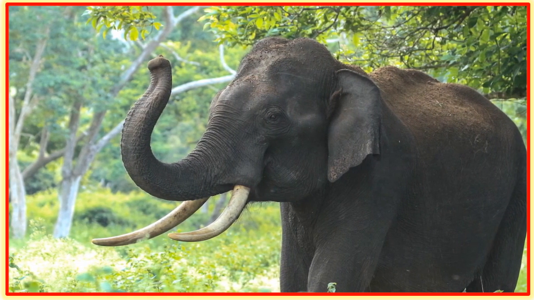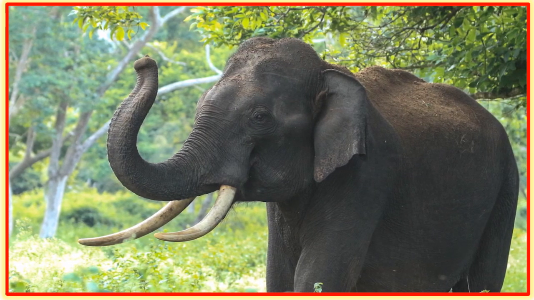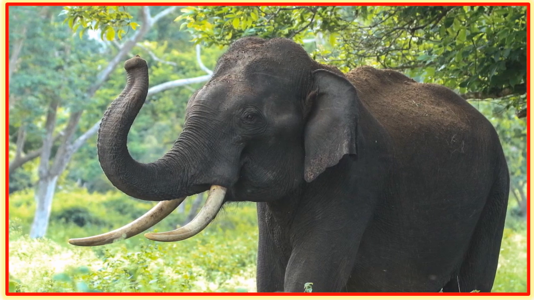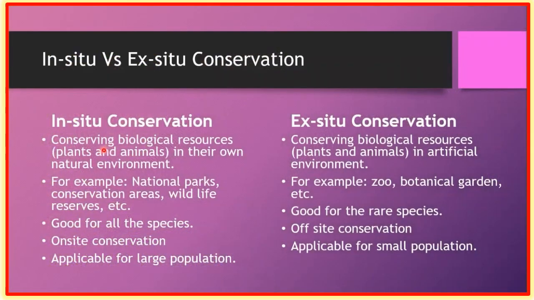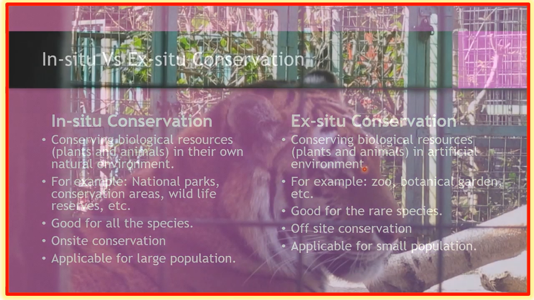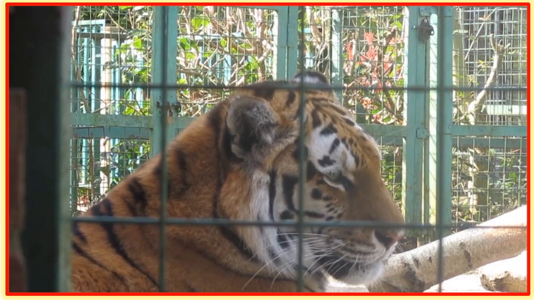Here in situ means the natural habitat of the plants and animals, and ex situ means the artificial habitat of plants and animals. So if we conserve those natural resources, those plants and animals in their own original environment, that is called in situ conservation. But if we conserve those biological resources in an artificial, man-made environment, that is called ex situ conservation.